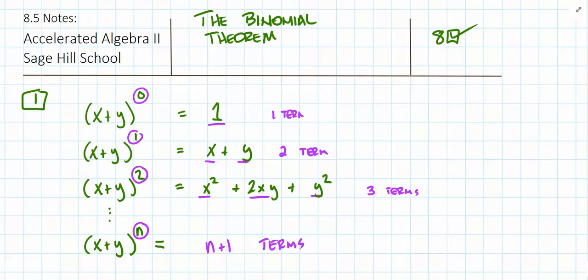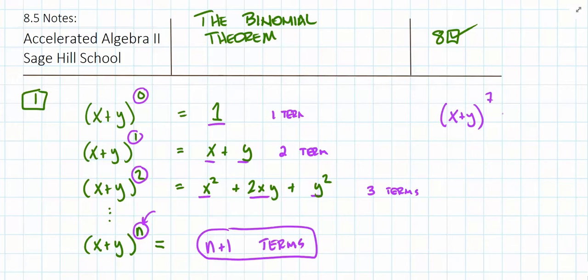So the first thing you want to notice is that when we're taking a binomial and raising it to the power of n, we will have a grand total of n plus 1 terms. So if I had x plus y to the 7th, how many terms would I have? I would have 8 terms total.